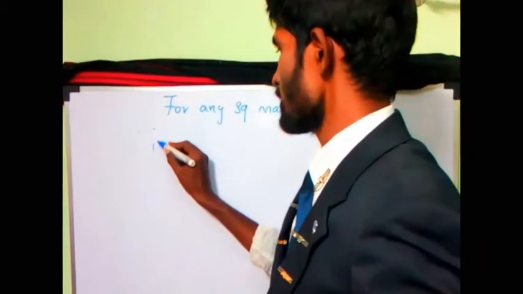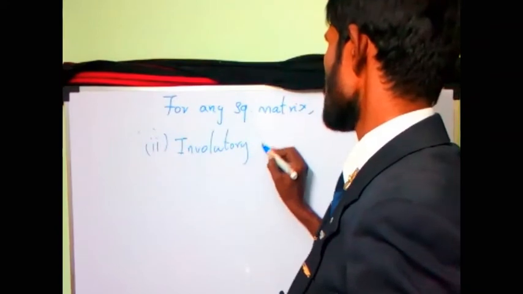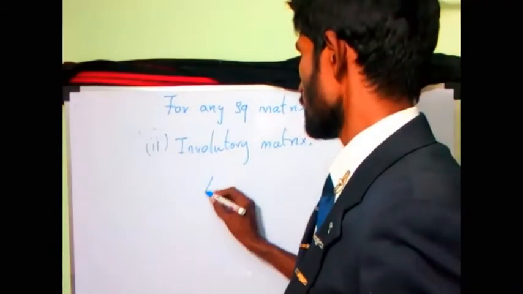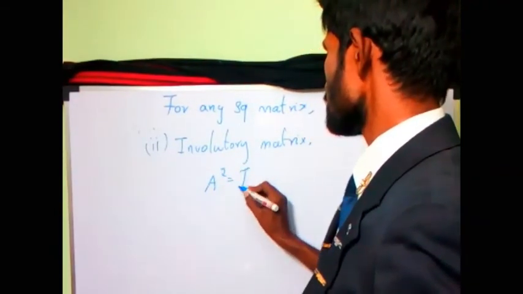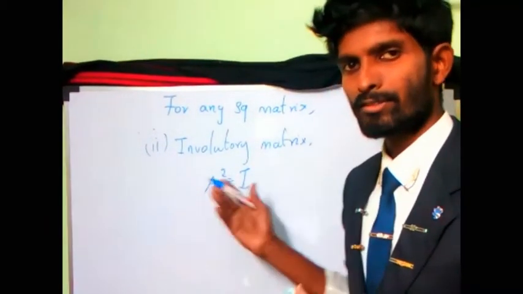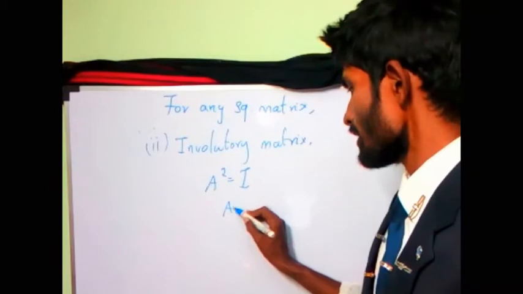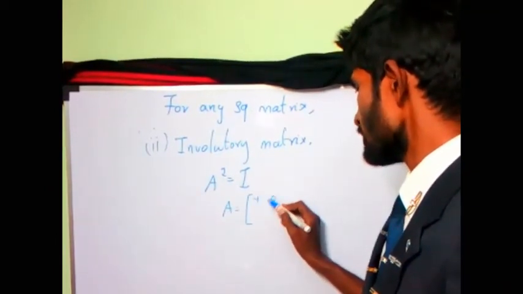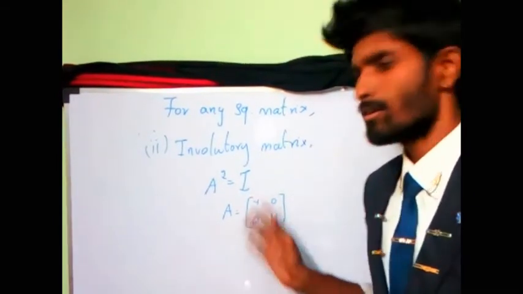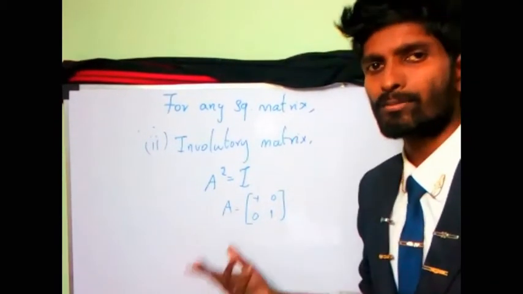Now the second one is the involutory matrix, and this also is a square matrix. For an involutory matrix, the A square value should be equal to I. If I apply the index over the matrix, the resultant matrix should be the identity matrix. For my convenience, I take the A matrix as -1 0 0 1. You can also take any matrix, no problem, because this is a standard matrix. Don't think I'm just copying from anywhere. This is a standard matrix given by mathematicians.